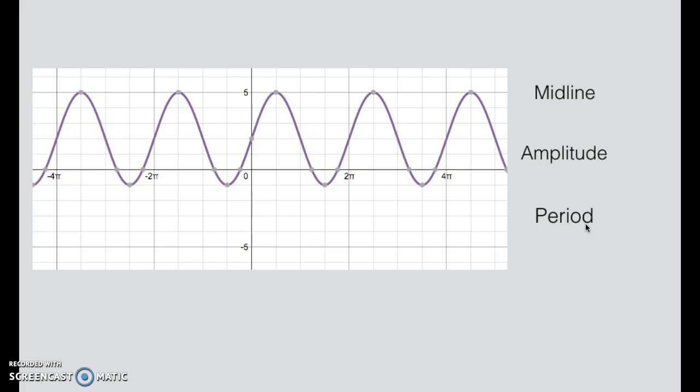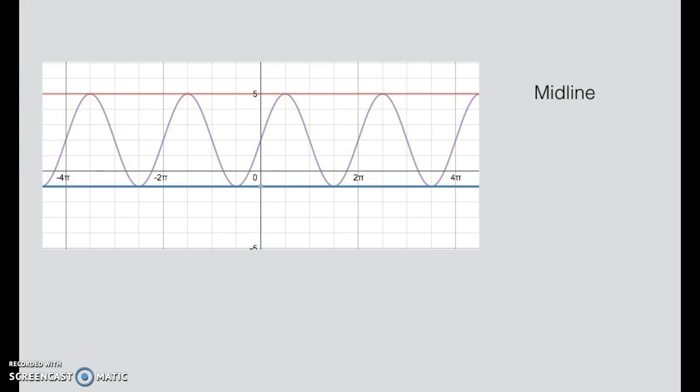The midline is a line where half of the function is above it and half the function is below the line. And amplitude is how far the function goes above or below the midline. And the period of the function is how much change in x you need to get to the same point in the cycle of this function.